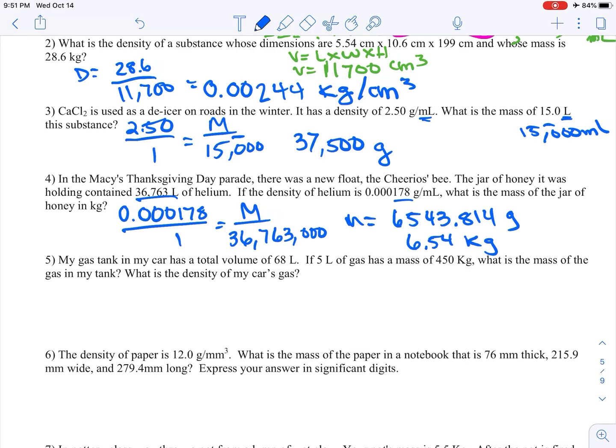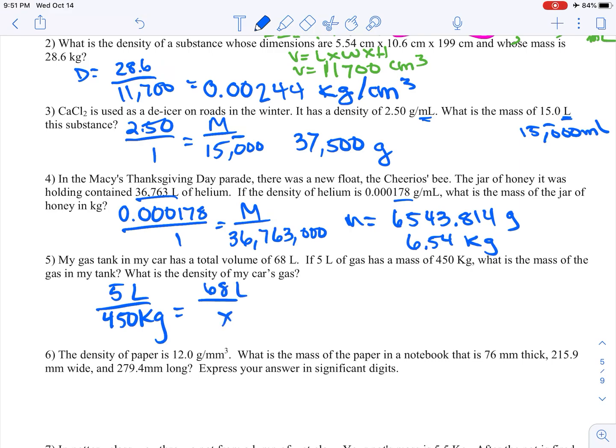My gas tank of my car is a total volume of 68 liters. If 5 liters of gas is a mass of 450 kilograms, what is the mass of gas in my tank? What is the density? So we can do a proportion here. So we have 5 liters over 450 kilograms equals 68 over, I don't know.